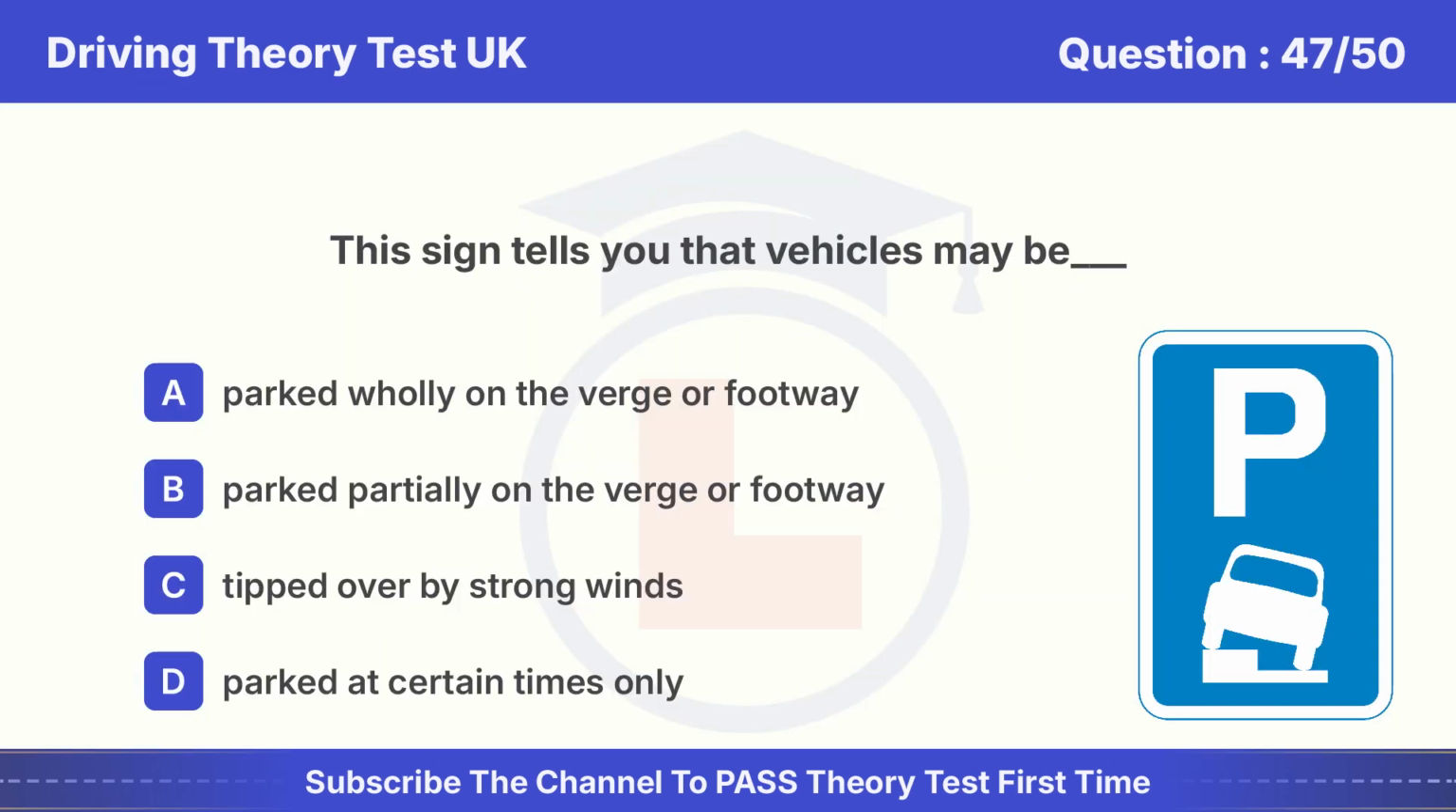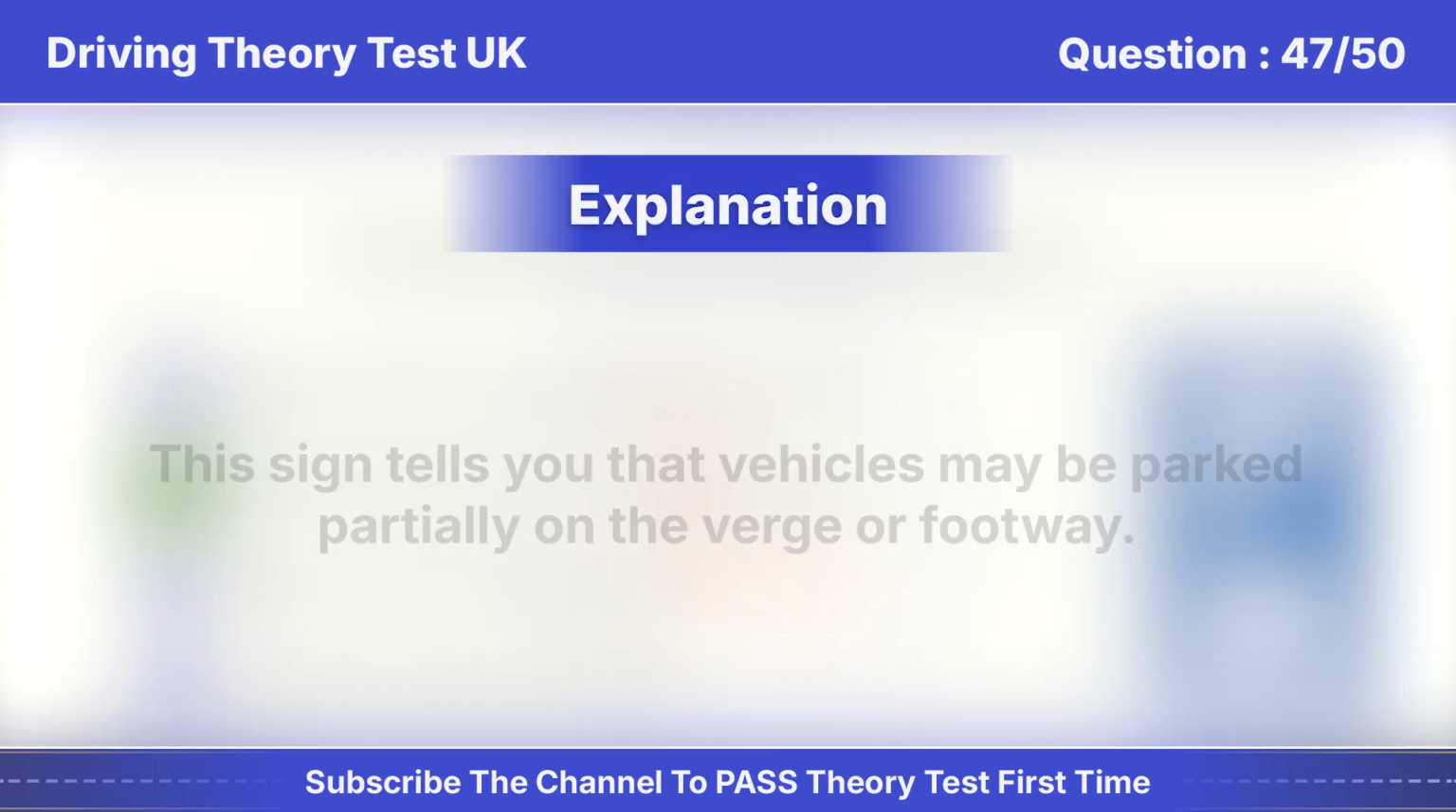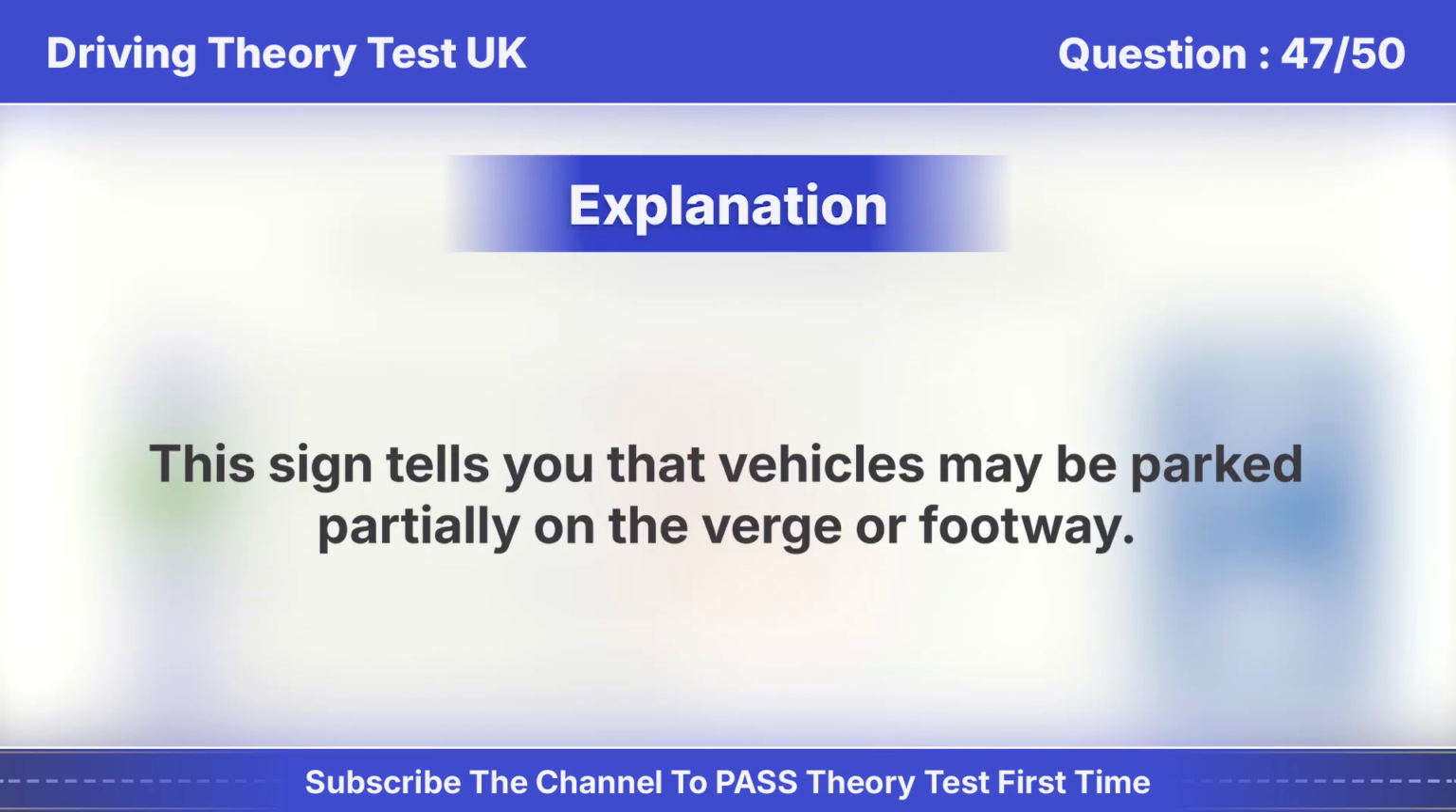Question 47. This sign tells you that vehicles may be. Answer is B. Parked partially on the verge or footway. This sign tells you that vehicles may be parked partially on the verge or footway.